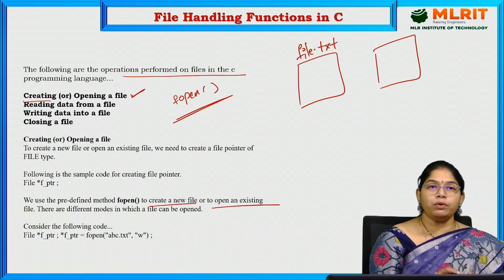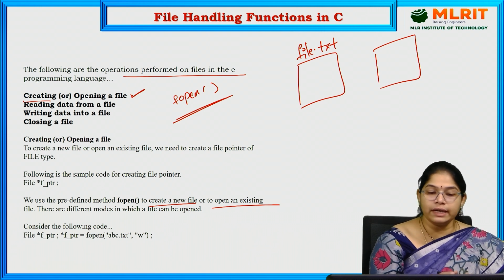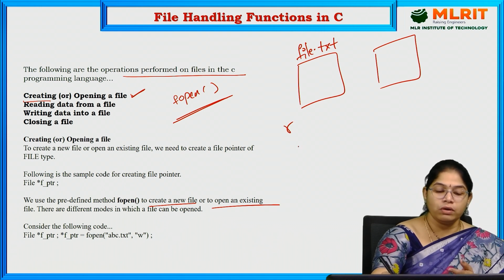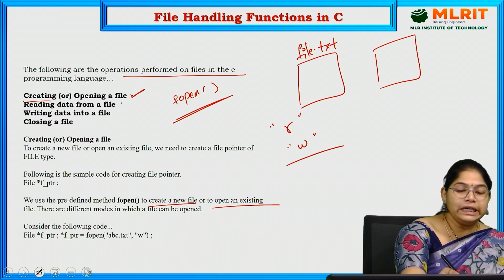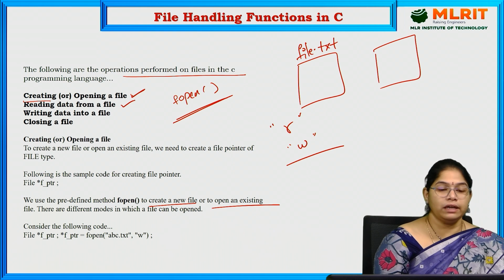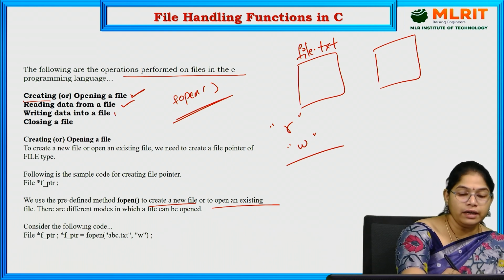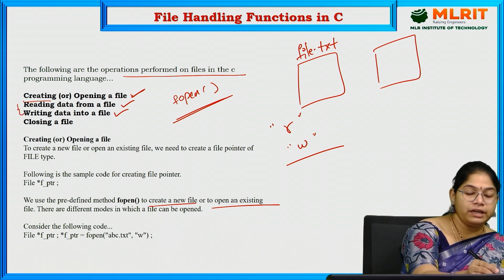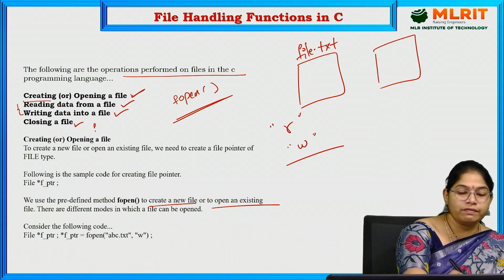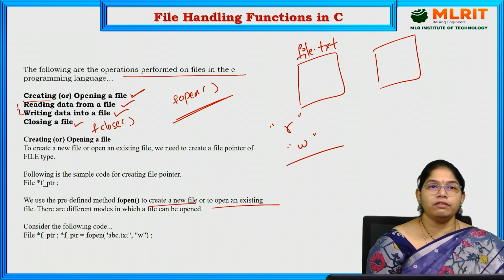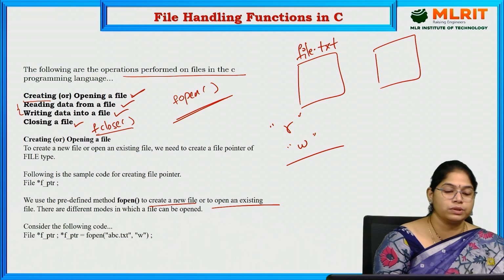or open an existing file. In which mode do you want to open that file? If you just want to read the data in that file, you can go with the read mode, or if you want to write anything in it, we can go with the writing mode. Next is reading data from a file and writing data into a file. We have different predefined functions for the reading and writing operations. Then closing a file: we use a function called fclose. Once we are done with that particular file, using fclose we can close that file.